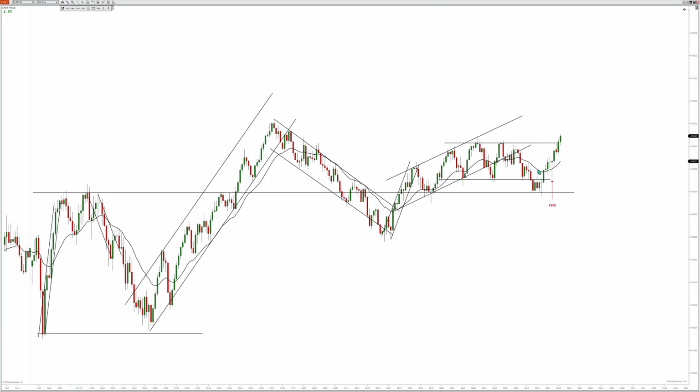All right guys, so we had this failed second entry short. You can see we broke out of the bottom of this small trading range. We know that 90% of the time breakouts fail. And we have new low, first entry short, pullback, second entry short, failure.